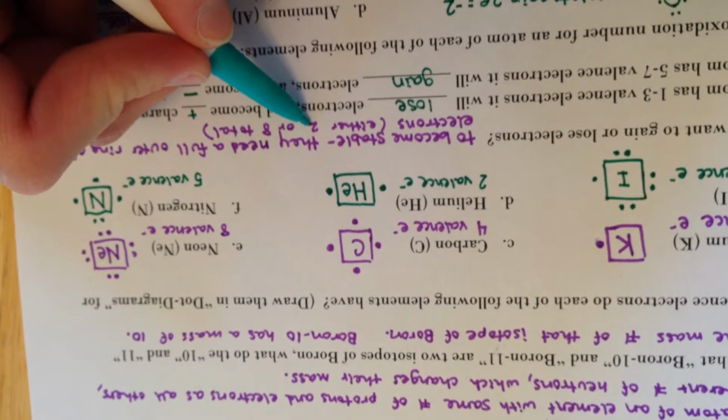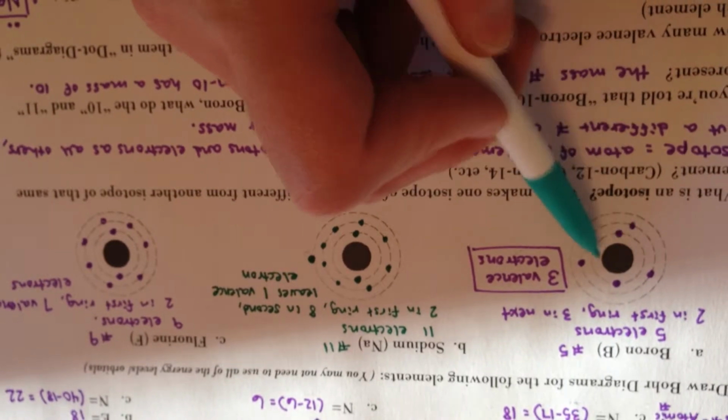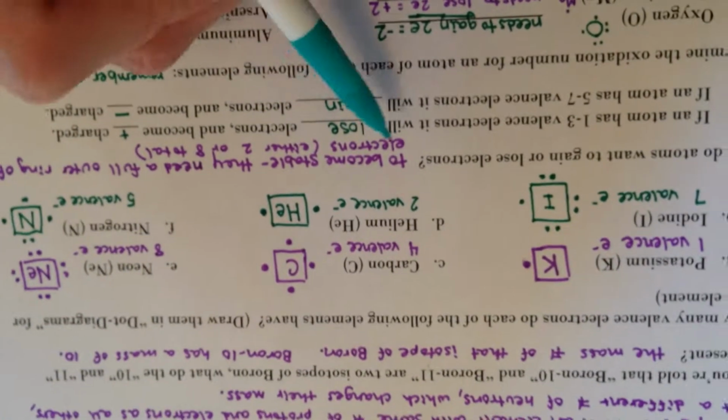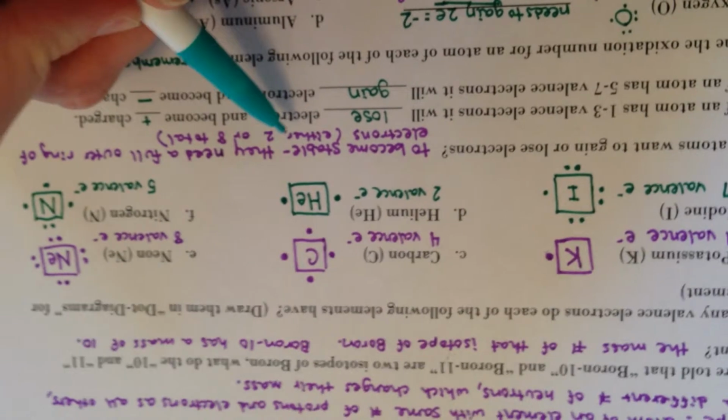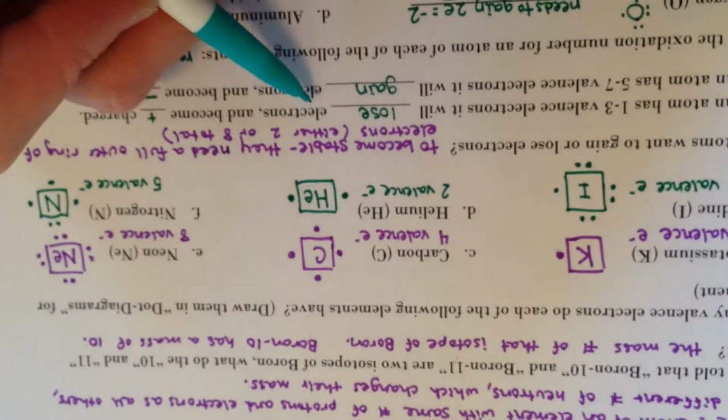They either want that first ring to be full of 2. So if we had a really small element like hydrogen or helium, we just want 2 valence electrons in that first ring. But everybody else, we want to fill all of the outer ring, which holds 8. If it has 1 to 3 valence electrons, it's going to give those away, because it's easier to give away 3 than to go find 5.